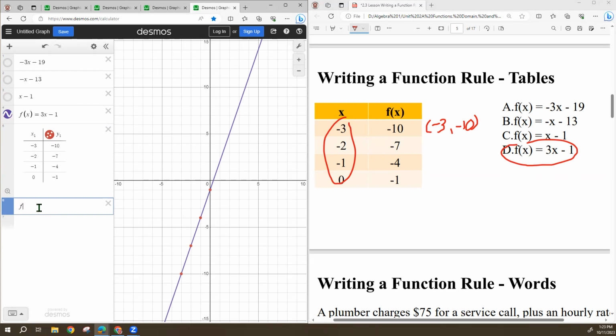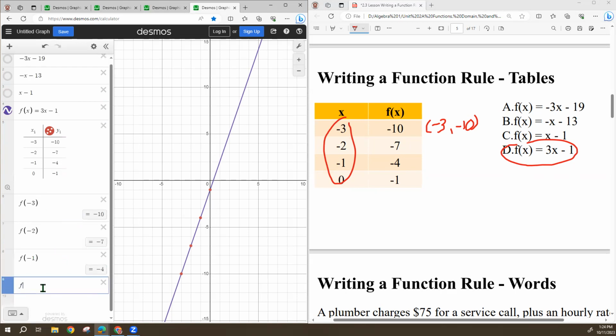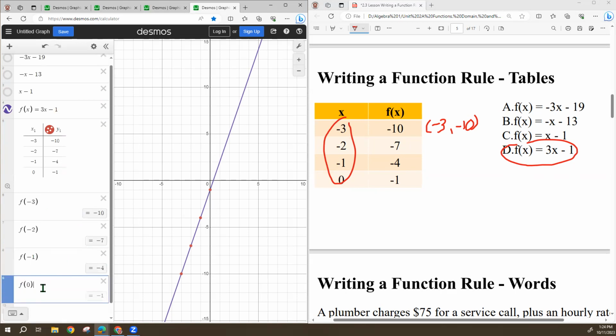But now I want to make sure if I evaluate f of x for -3, it gives me -10. If I evaluate it for -2, it gives me -7. So you can see we're creating these points that we said would be on the line, and they are on the line. -1 gives me -4, just like in the table, and 0 gives me -1, just like in the table. Lots of ways to represent these functions and what they mean.